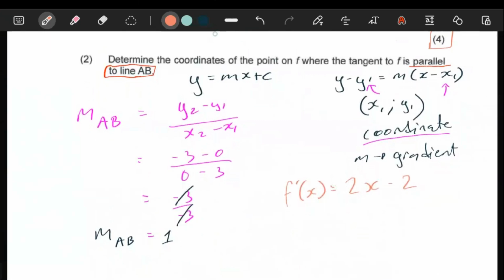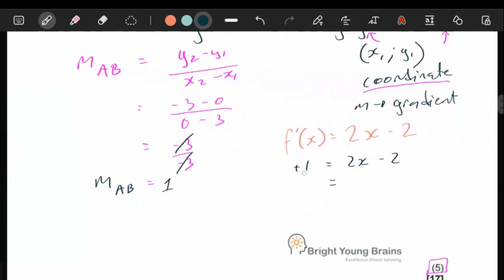So here you now have the gradient equation of your curve. You want to work out where the gradient is +1. You want to find out what the x value is. So doing that, the 1 here, you add the 2 there, maybe a 3. Divide both sides by 2.